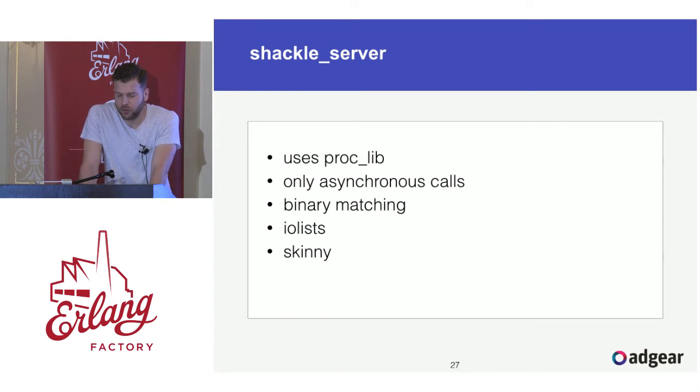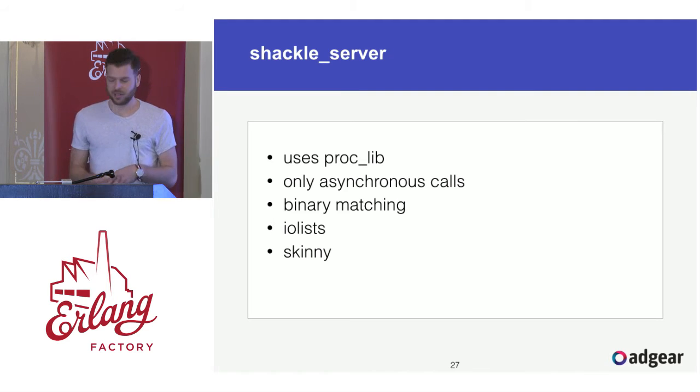Also, the Shackle server has been optimized so that everything in the hot loop is asynchronous. Nothing should ever block. It should be as fast as possible. It uses binary matching as much as possible. It uses IO lists as much as possible. If you can skip creating binaries, you should. And it's skinny in the sense that all the extra work that we can do outside of the server is done outside of the server, so that, again, the hot code path is as efficient as possible.